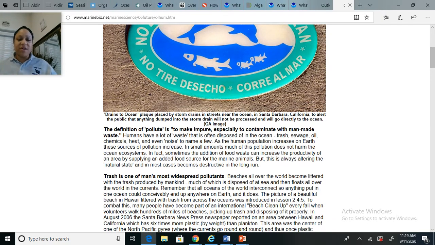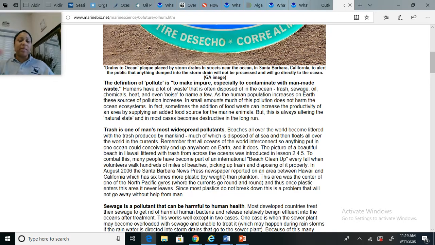So the definition of pollute is to make impure, especially to contaminate with man-made waste. Humans have a lot of waste that is often disposed in the ocean. Trash is one of man's most widespread pollutants. So beaches all over the world become littered with the trash produced by mankind, much of which is disposed at the sea and then floats all over the world in the currents.